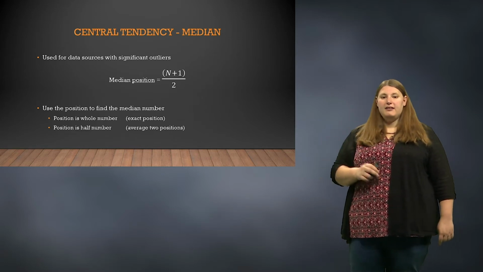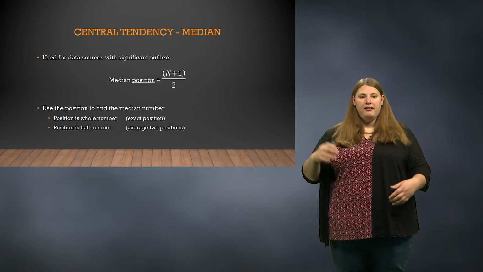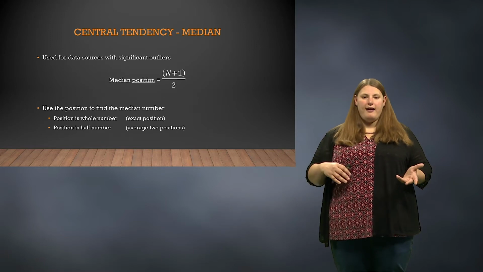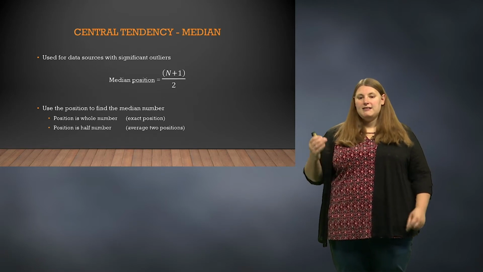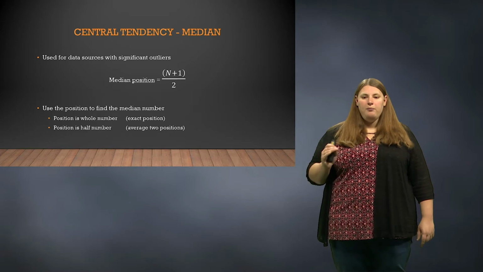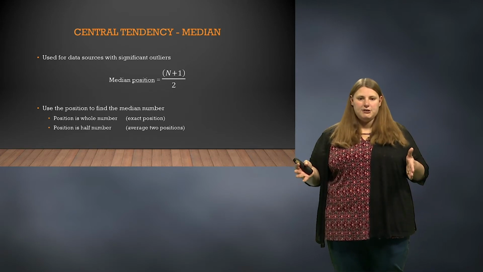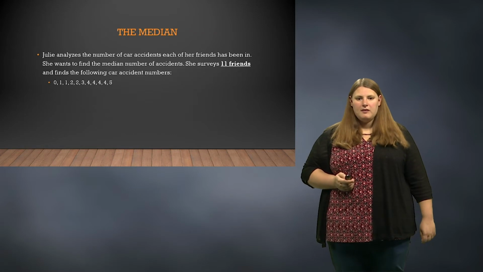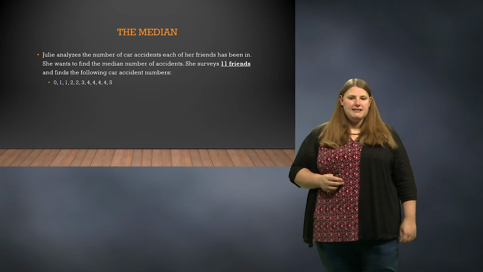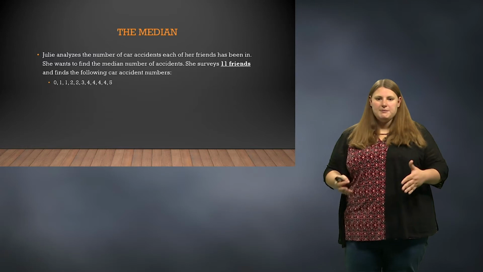Now, one caveat here is that whenever you divide by 2, you can either end up with a whole number or a 0.5. If the median position ends in 0.5, then we have to do one more step, and that is to average the 2 values on either side of that position. And I'll show you what that means. So let's do a practical example, and I'll show you what all of this means put together.